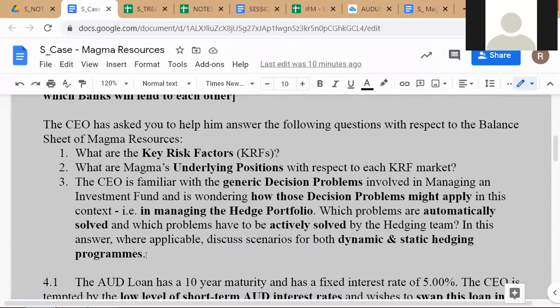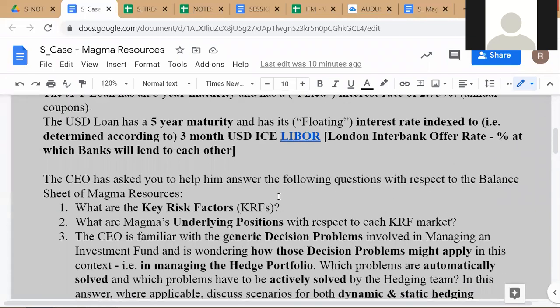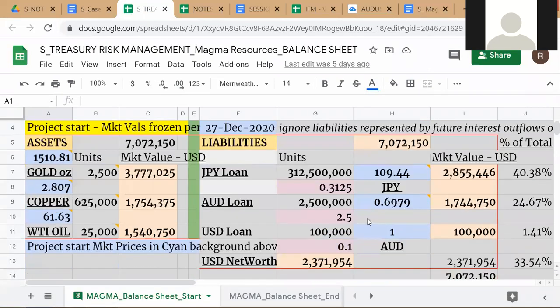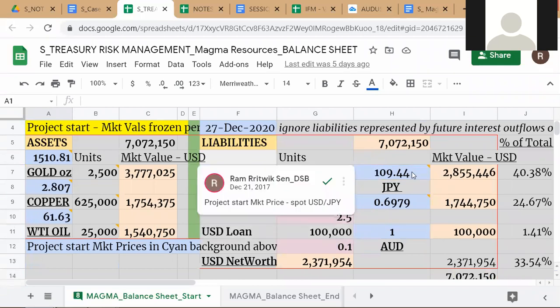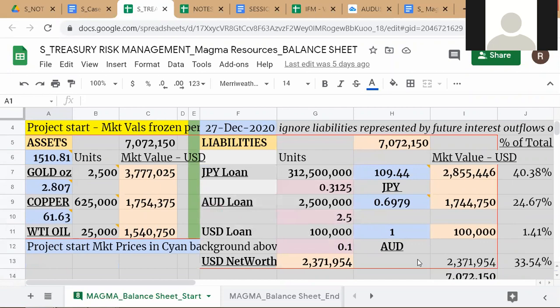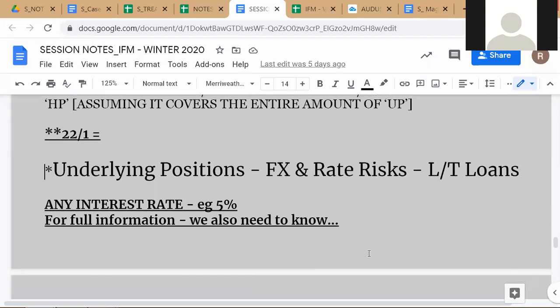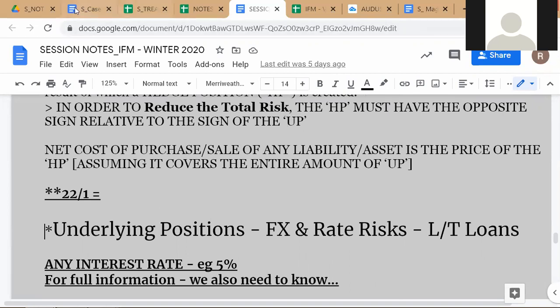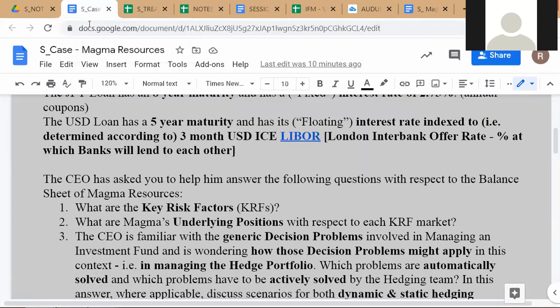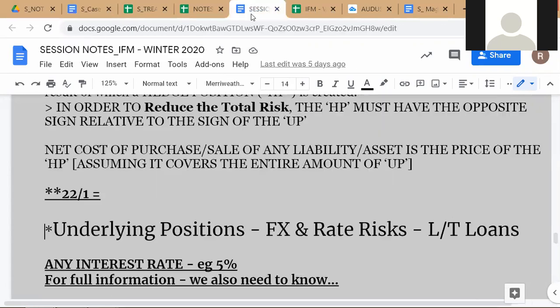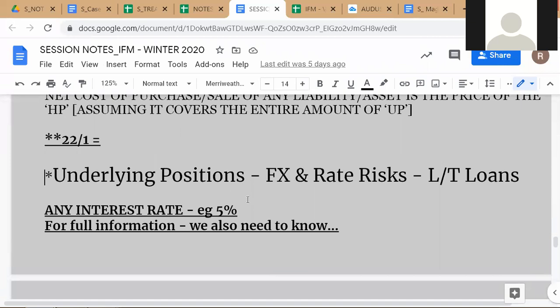The second question in the case is the underlying positions with respect to each KRF market, and we went through that. And what we found here is that the underlying position is long dollar yen, because remember, the underlying position is always to be considered with respect to a particular KRF market. If I'm making the notes here, later on we'll try to consolidate it into answers for the particular case questions. But at least you can have it here, and then you'll have a record of the answers. So you will know we have the main points written down. You don't have to take notes.